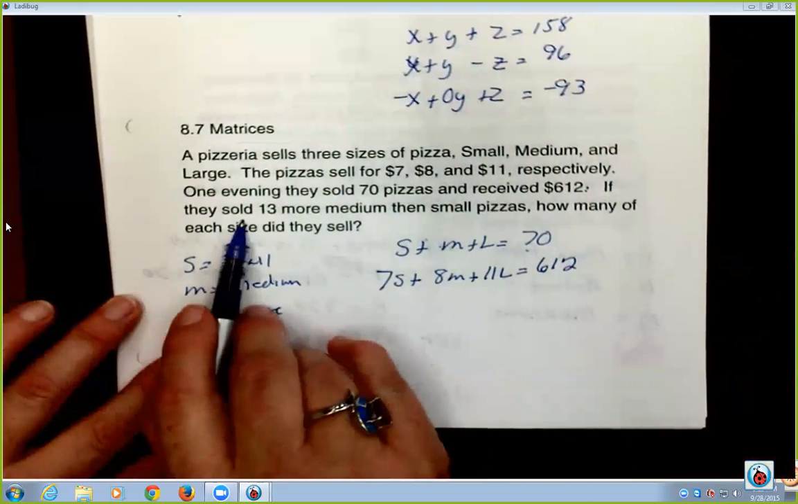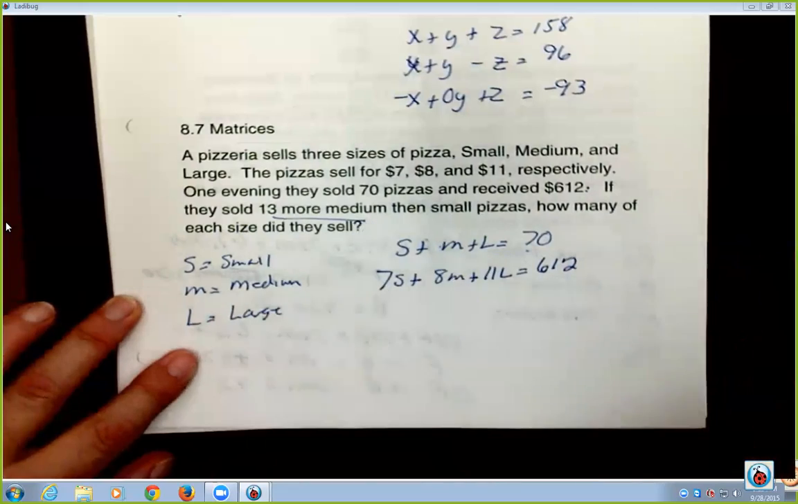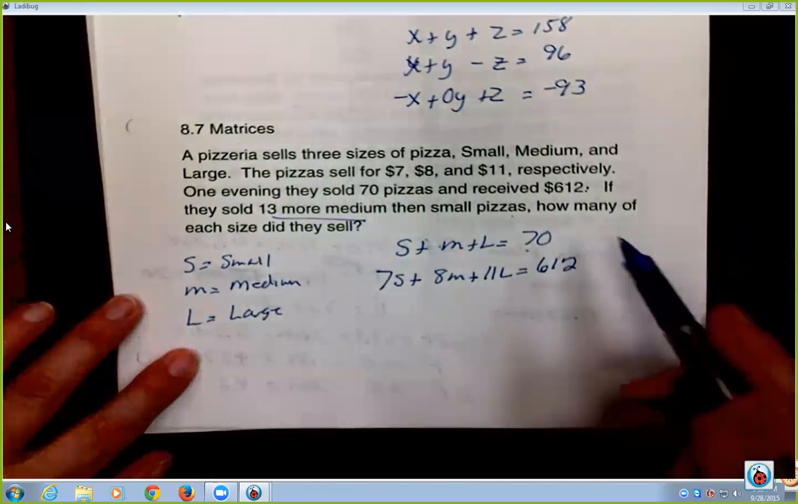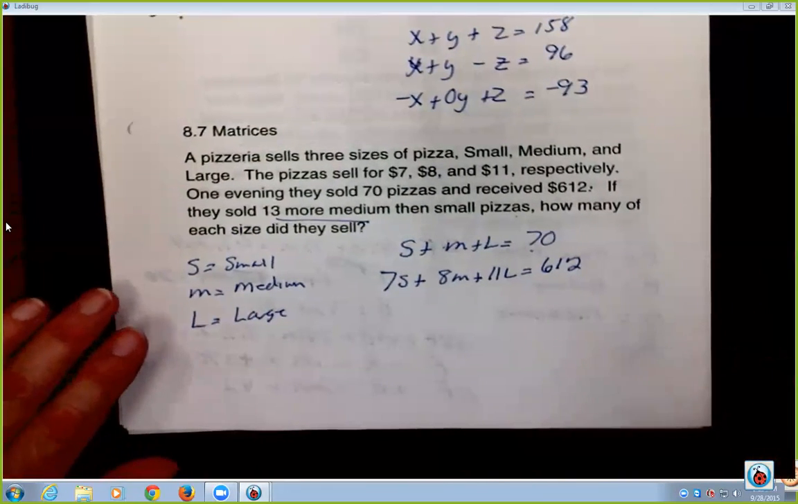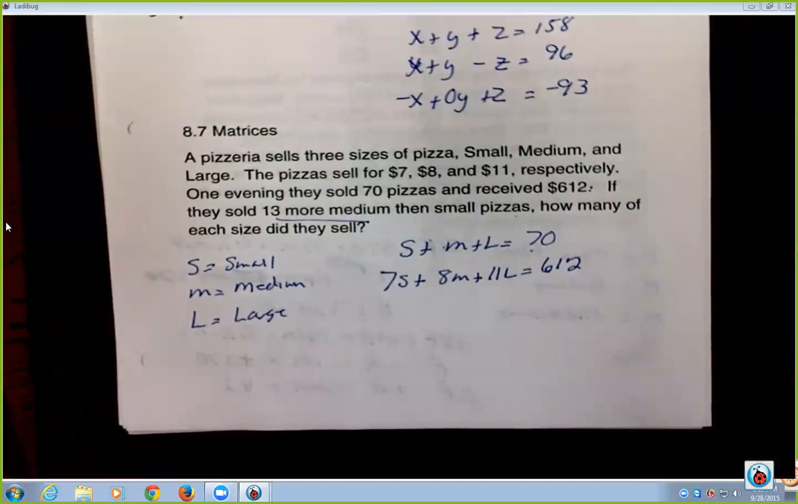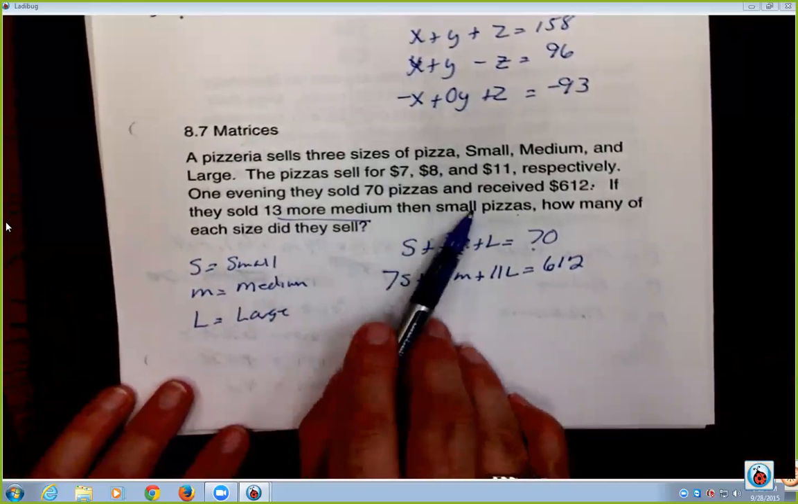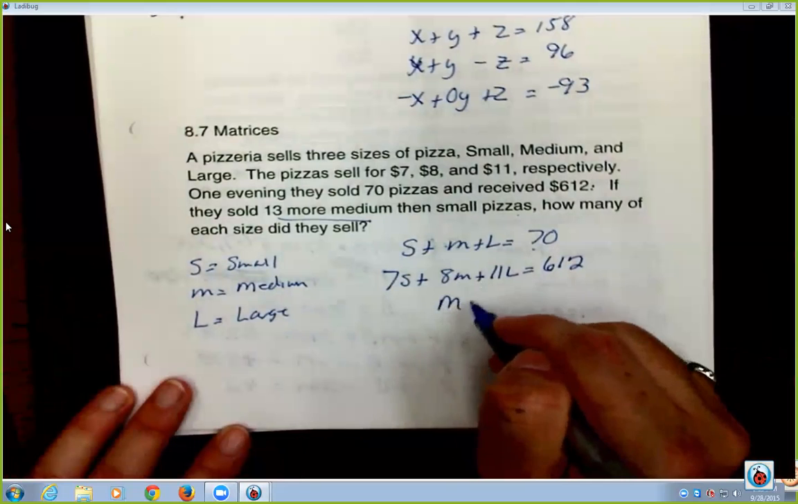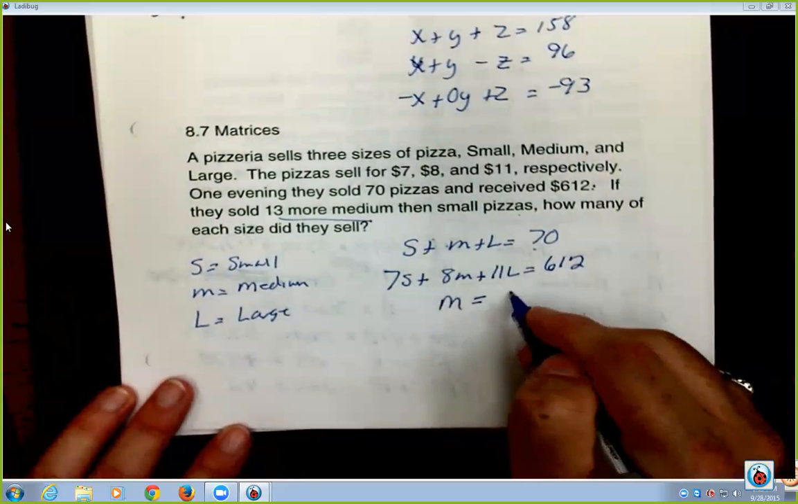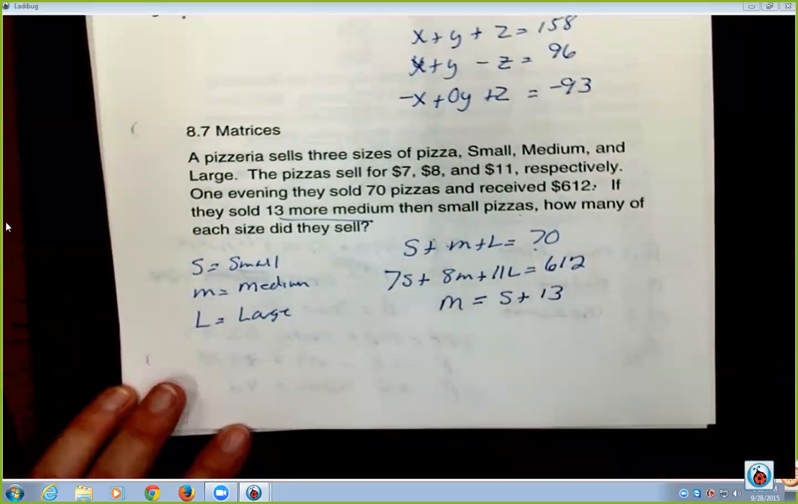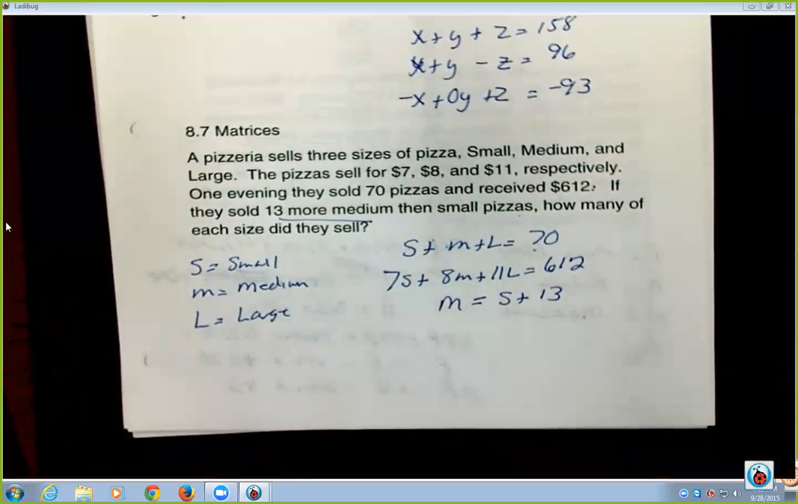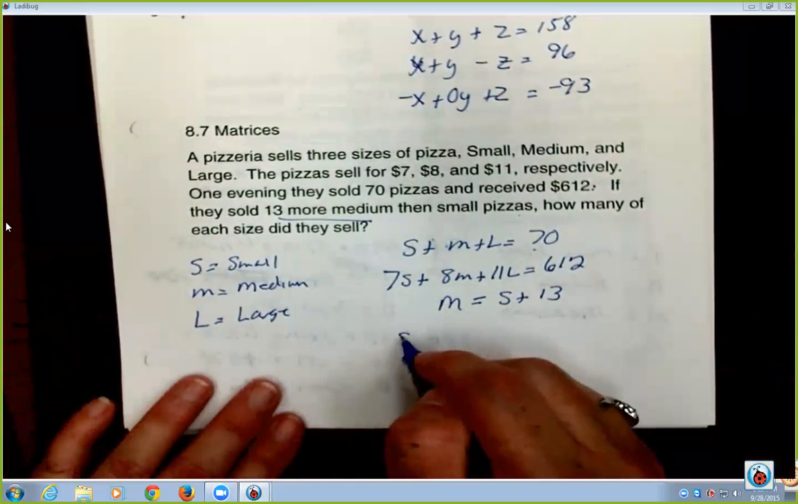It says if they sold 13 more mediums than smalls, how many of each size did they sell? Notice that's still the same as the balcony one that we kind of got all messed up with. It's more mediums than smalls. So it's going to be mediums is equal to smalls plus 13. So that would end up being my additional piece in there. So the first two stay the same.